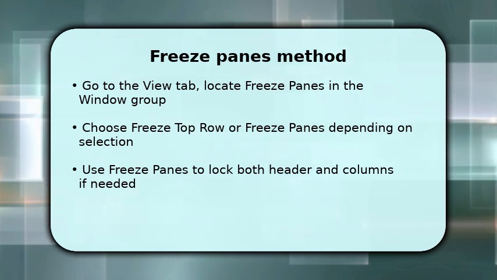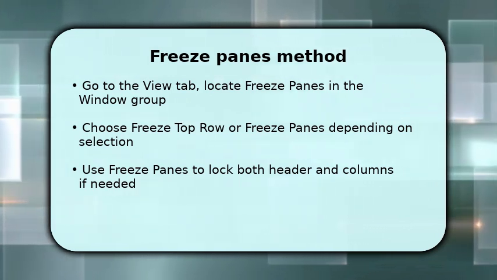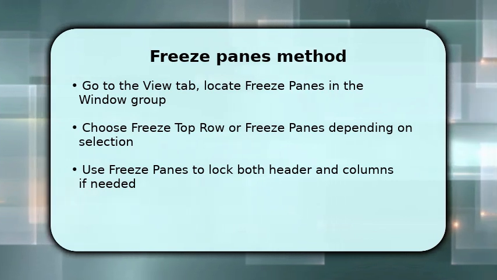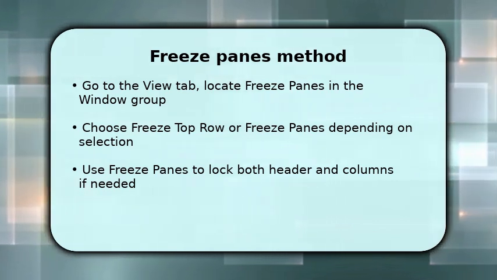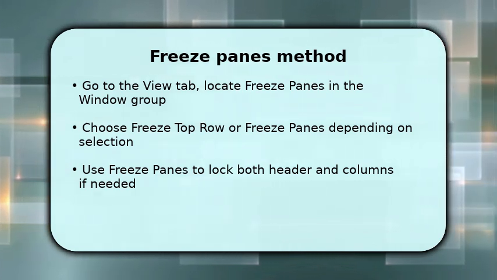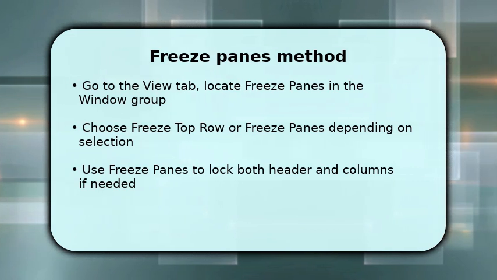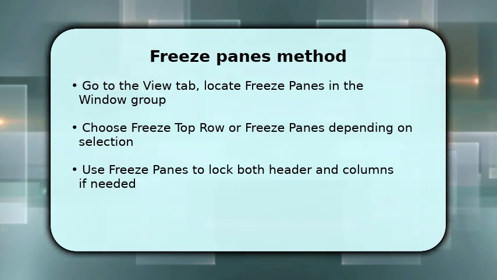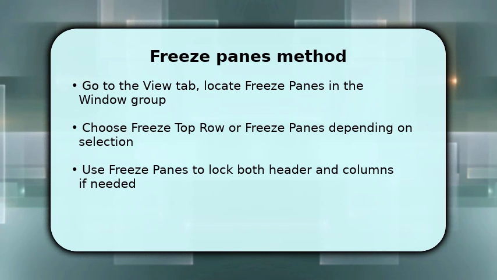Alternatively, if you selected a cell below row 1 or to the right of certain columns, choose Freeze Panes. This locks rows above and columns to the left. This gives you flexibility. Use Freeze Top Row for simple headers, Freeze Panes when you need both fixed rows and columns. Finally, verify the lock by scrolling.